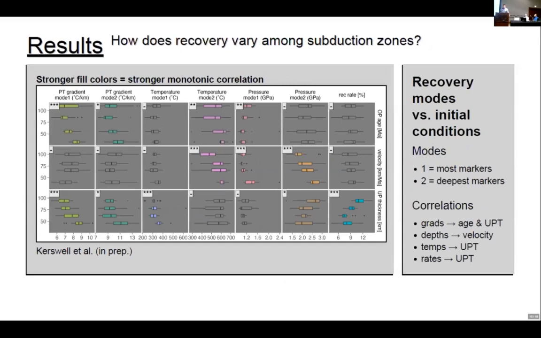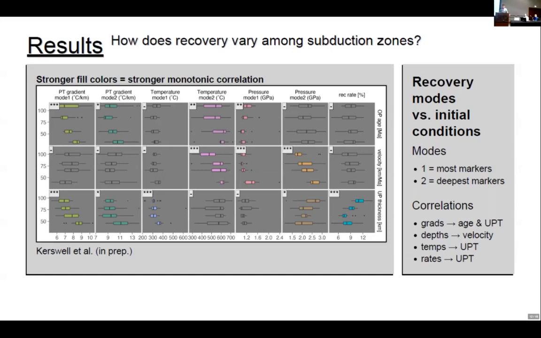This is a bit of a complicated slide. Basically, if you take now only the recovered markers, which are the ones we care about, because those are the ones that in theory we can compare to natural samples, and we look at their distributions in PT space and try to find correlations with respect to initial conditions, namely the oceanic plate age, convergence velocity, and upper plate thickness, we do find many strong correlations and also many weak correlations. The stronger correlations are the ones you can see here that are filled more boldly.